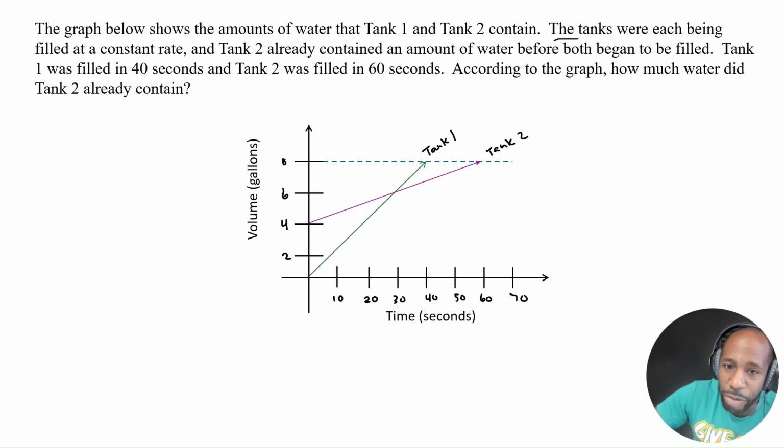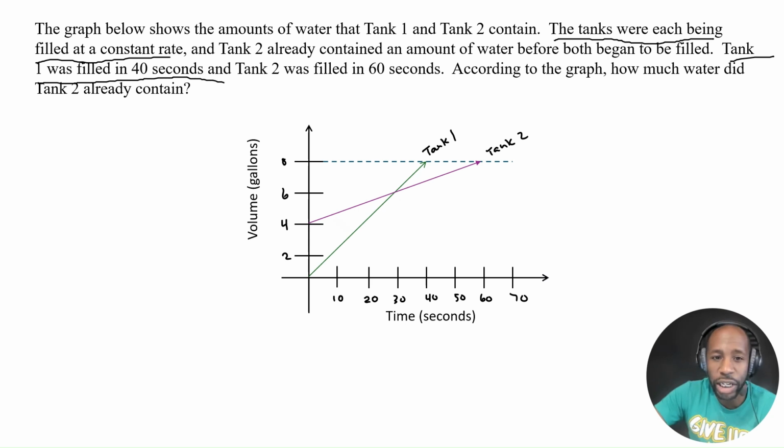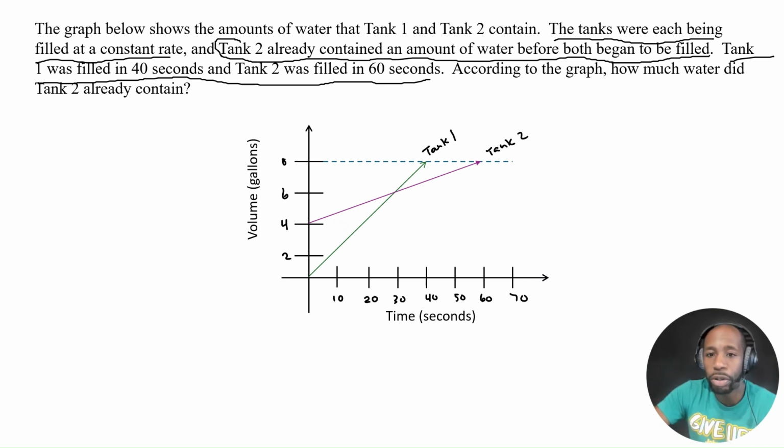It says the tanks are each being filled at a constant rate, and that doesn't matter at all. And even this part here, tank 1 was filled in 40 seconds and tank 2 was filled in 60 seconds, that's not really important. What's important, of course, is what the question is asking us right here. It says tank 2 already contained an amount of water before both began to be filled.